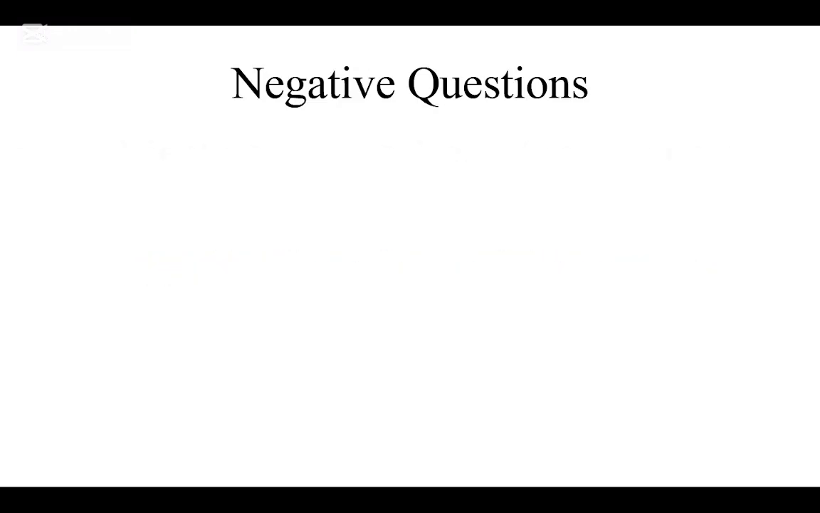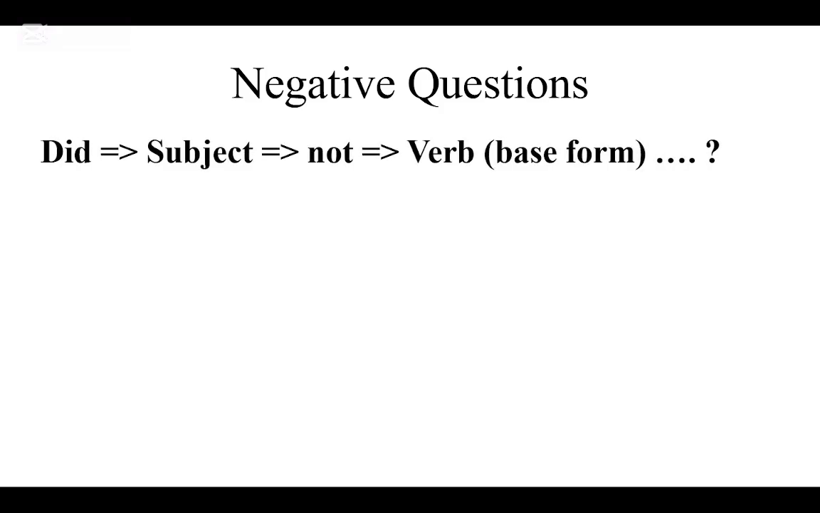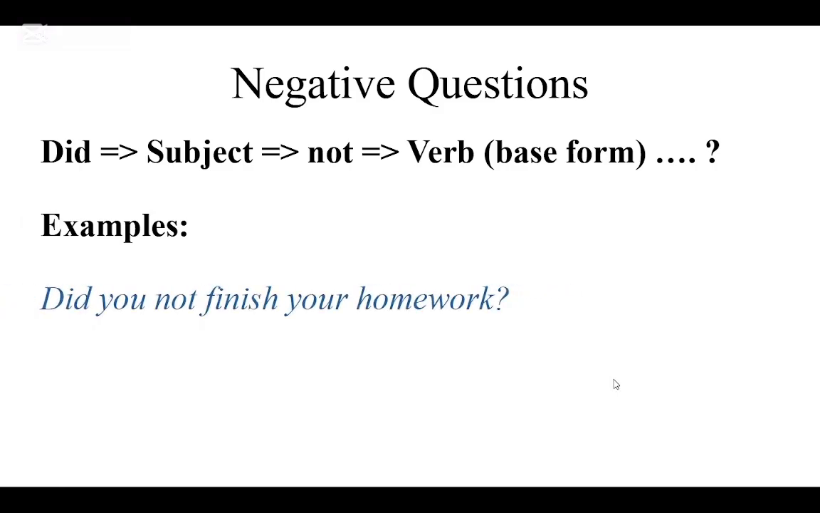Negative questions. Did comes at the beginning of the sentence, followed by the subject, then not, then the base form of the verb. A question mark is put at the end. For example, did you not finish your homework? Did they not know about the test?